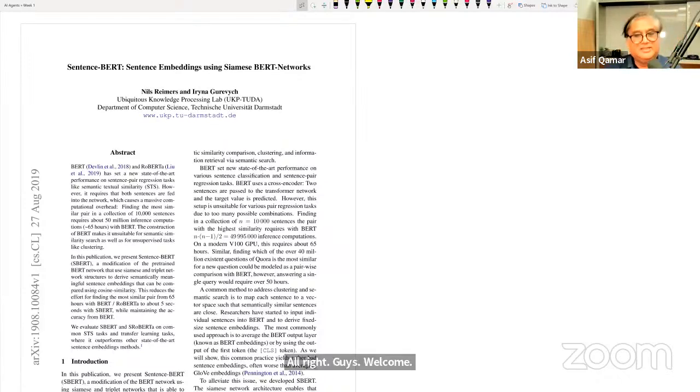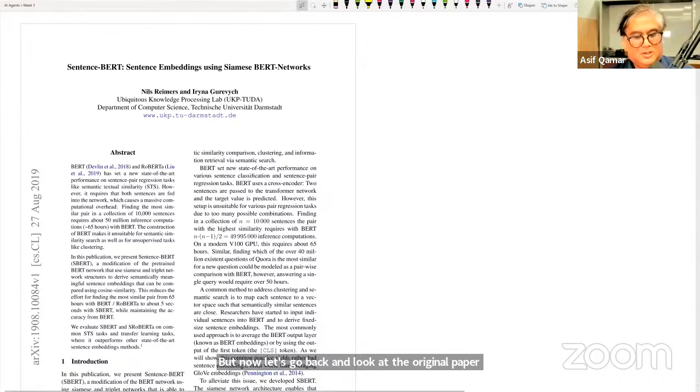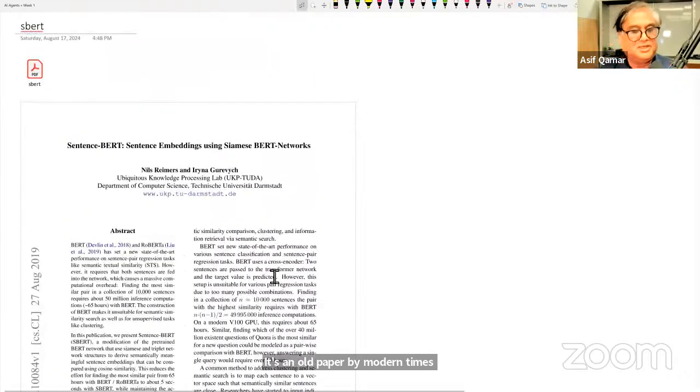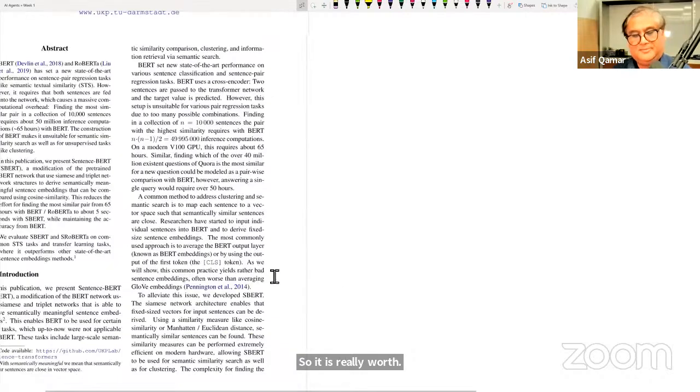Now we are going to read the paper Sentence BERT. I have explained the concepts to you in the earlier part of the morning, but now let's go back and look at the original paper. It's an old paper by modern times. It feels almost ancient history, but it was a landmark paper. So it is really worth studying it in detail.